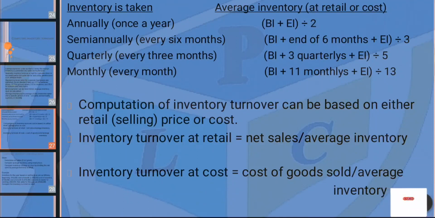So when it comes to computation of average inventory annually, that's once a year, it is always your beginning inventory plus your ending inventory, and how many periods do you have here? 2. So beginning and then ending, and we have 2.